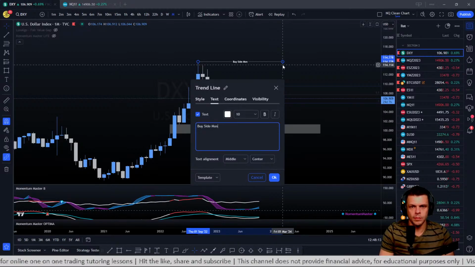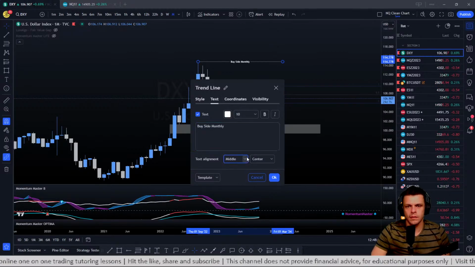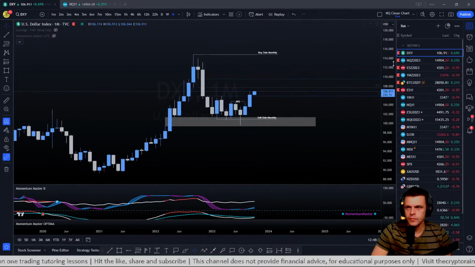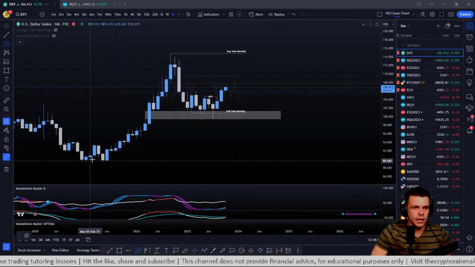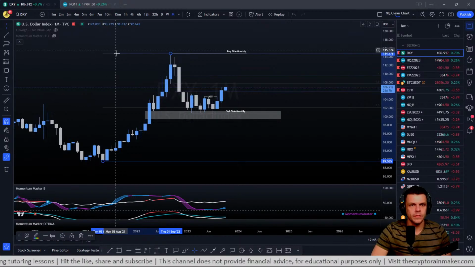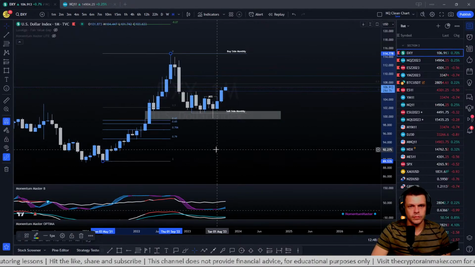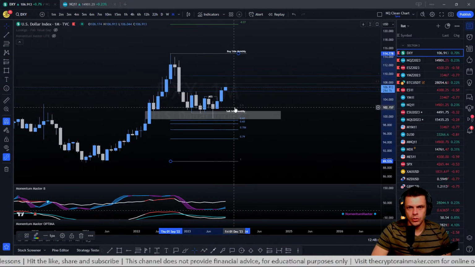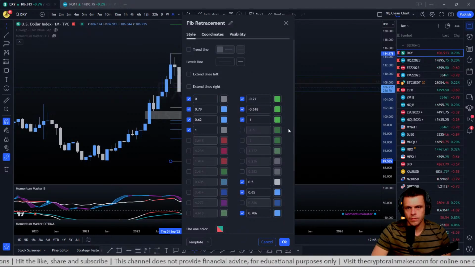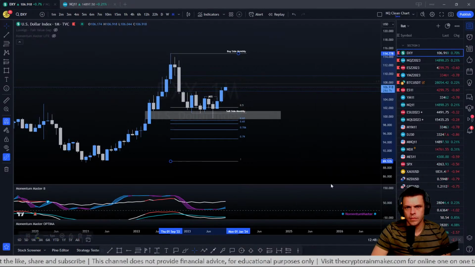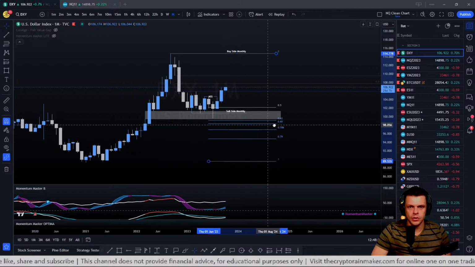So this is our buy side on the monthly. This level is at 114.778. And let's also get the standard Fibonacci for this impulse to the upside. Okay, so we just pierced into the discount area. Just missed the Fibonacci 618.